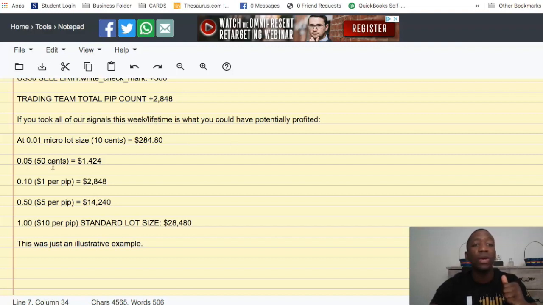And then 0.05, which is 50 cents. If you had 50 cents each time you put in one of those trades, then it would have been $1,424. If you did $1 per pip, so every time you move, it's $1, that would have been $2,848.